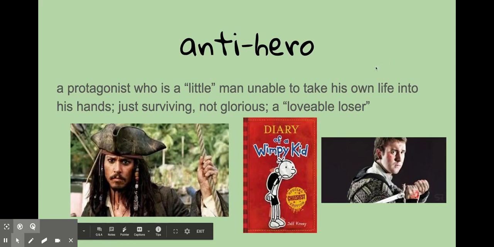Another character word that you might not be familiar with is the anti-hero. The anti-hero is a main character, but they are unable to take their own lives into their hands. They're just surviving. They don't have a glorious existence. They're kind of a loser, but yet they still engage our interest and our sympathy and can be very strong characters.